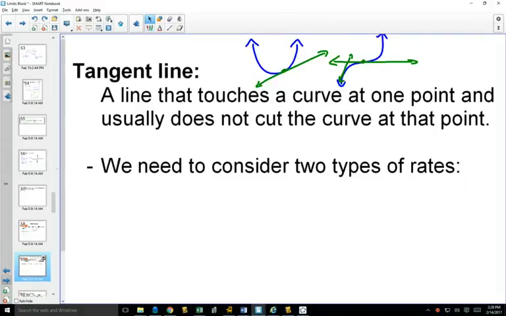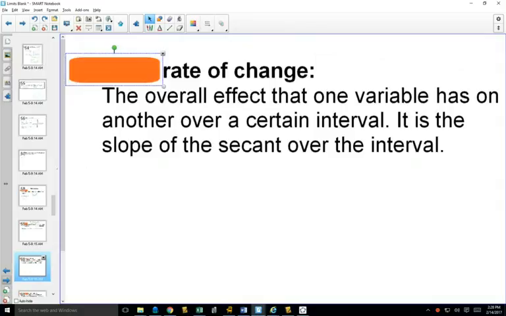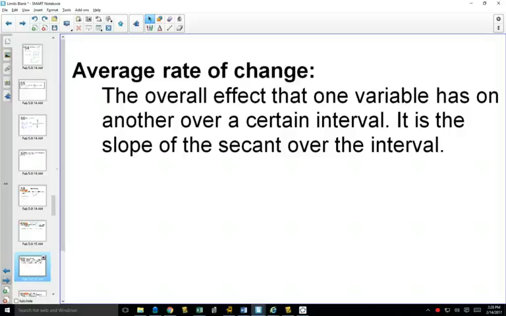So now, rates of change, we consider 2 different rates of change. There is an average rate of change, which is looking at your overall effect on one variable over the other, and that is the slope of your secant line over 2 points. It's like when you figure out how long it took you to drive from here to Portage la Prairie, and you know that it's 50 kilometers. If it took you an hour, you know that your speed is 50 kilometers per hour.